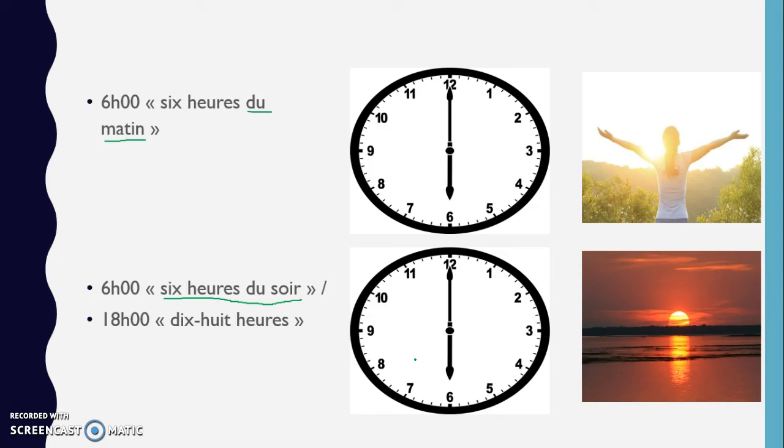We can also stick with the 24-hour clock. So in the 24-hour time system, 6 o'clock in the afternoon or in the evening becomes 18. So we would say 18 heures. Just 18 and then heures. So 6 heures du soir and 18 heures are exactly the same thing. We can just say them in two different ways.